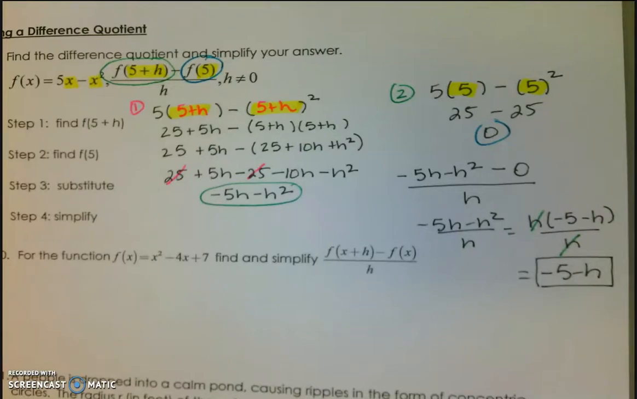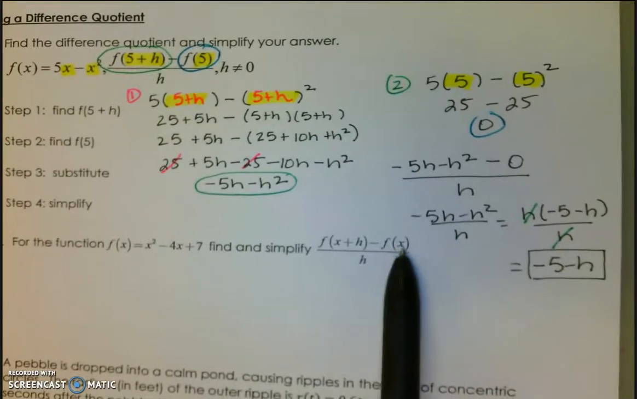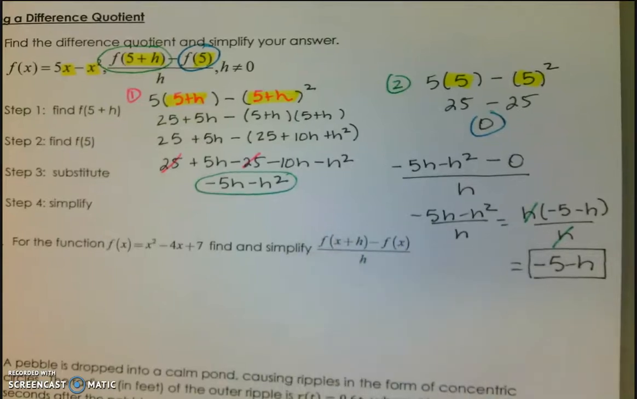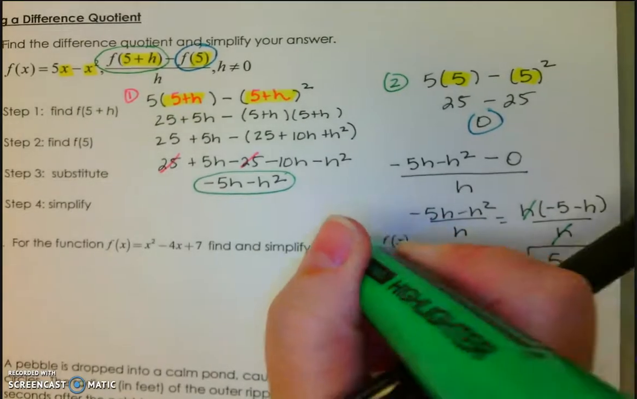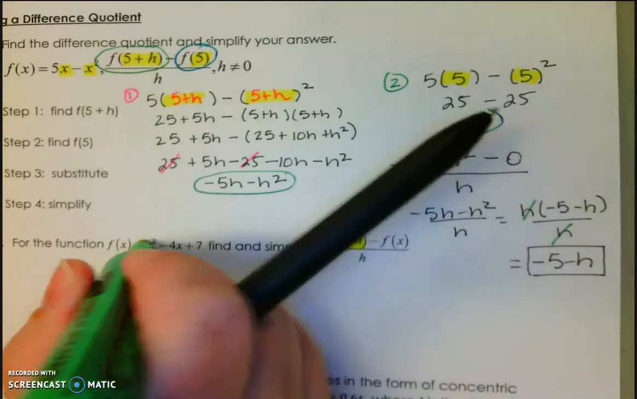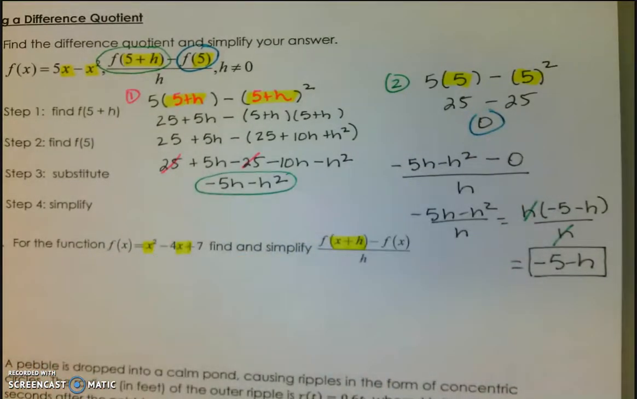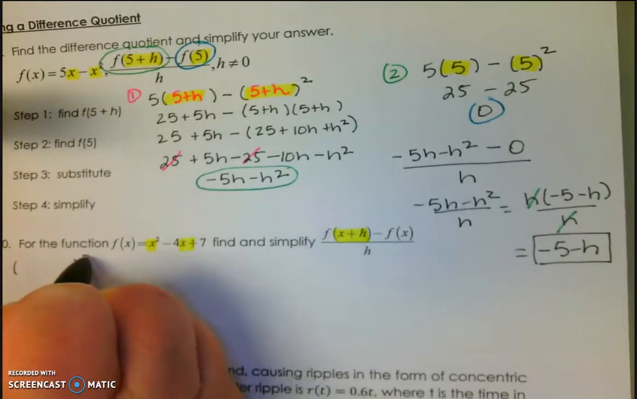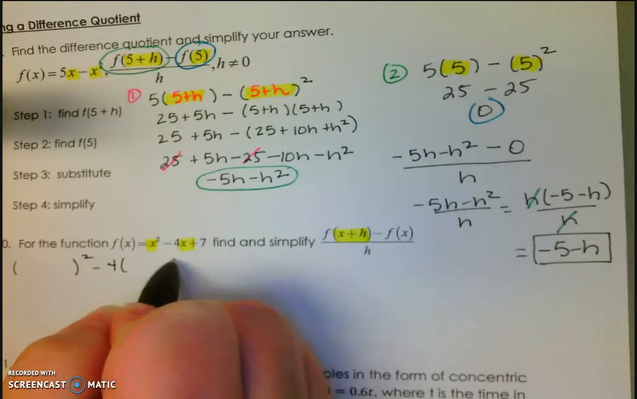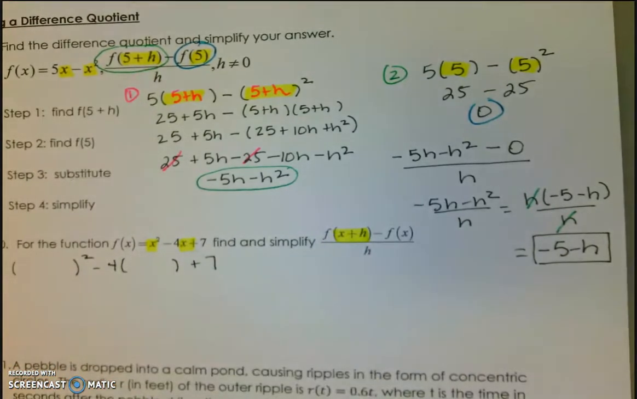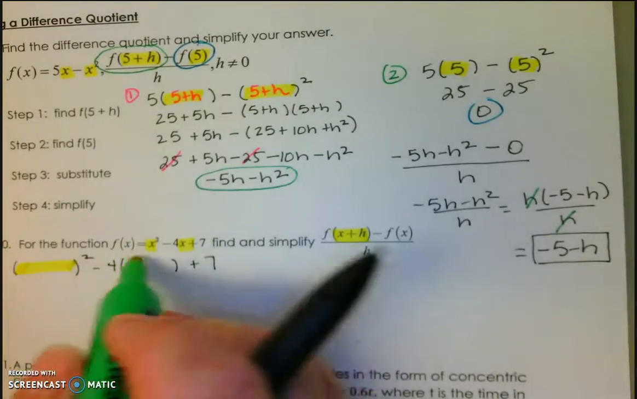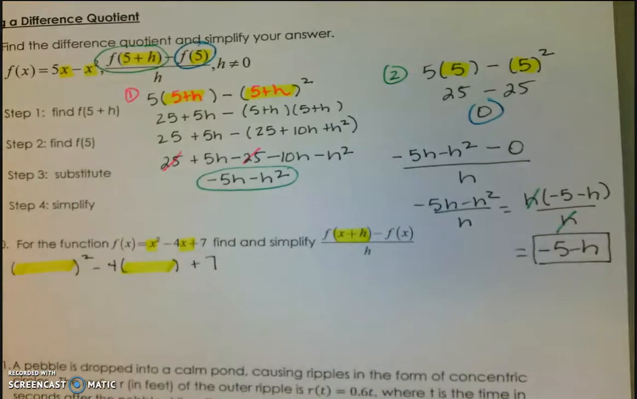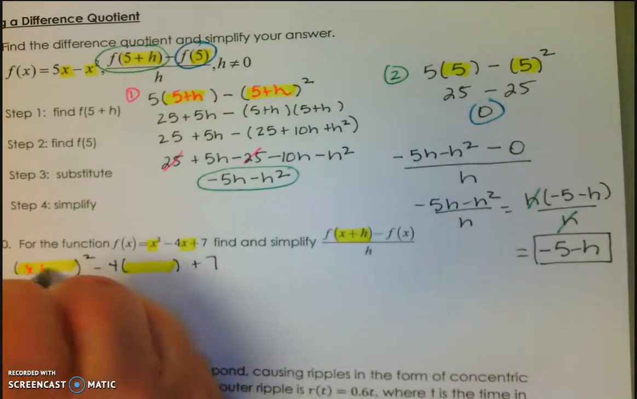Number 10 is very similar, except that over here for f of x we don't have a number right there. So we're going to start here. The x plus h inside the parentheses replaces the x's in the function. So write the function: parentheses squared minus 4 times parentheses plus 7. Rewrite the function without the x's. Replace the x with the x plus h.